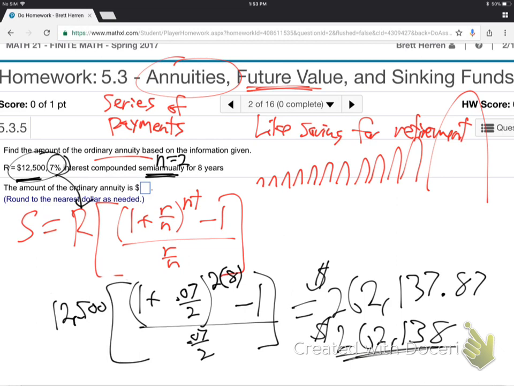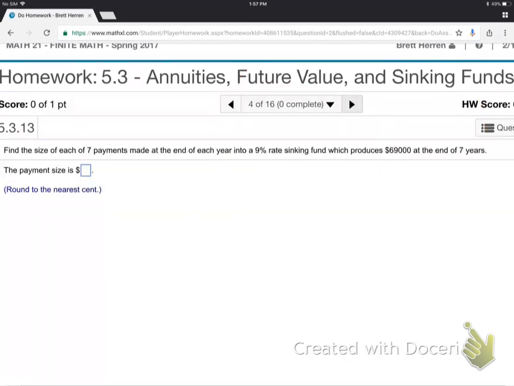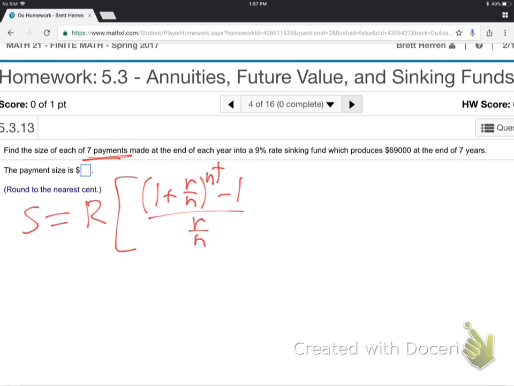Questions? We okay? All right. Okay, so now, let's go with the same formula. Again, we're talking about an ordinary annuity. Well, they don't say annuity, do they? But they said 7 payments. So as soon as they say payments, you go, oh, annuity. Grab the annuity formula. So S equals R, 1 plus R over N to the NT minus 1 over R over N.